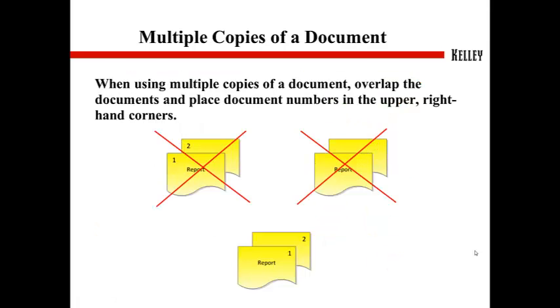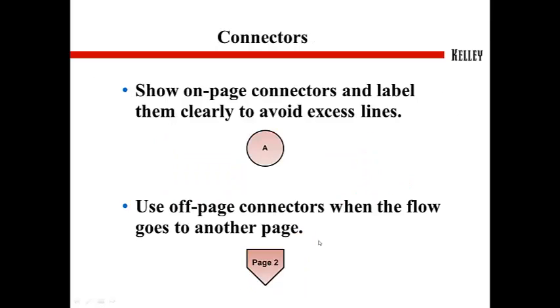The rules for multiple copies of the same document mean that you should show them with the same symbol, one on top of the other, and make sure you have the document numbers in the upper right hand corner. So if you've got 5 copies of a document, for example, then you'd have 5 of these little document symbols, one on top of the other. On-page connectors, those are the circles with a letter in the center. I usually use these in order to avoid having lines cross each other or making the document look really complicated. Off-page connectors, when you've got a document flowchart that spreads over into several pages, this is how you would identify that the flow of the document is going from one page to the other page.